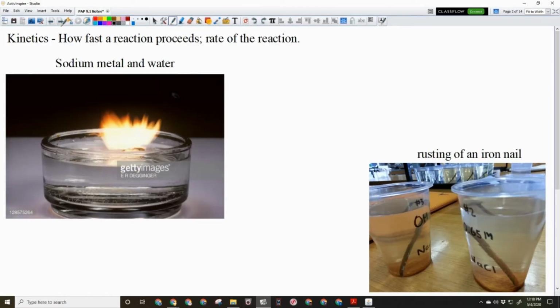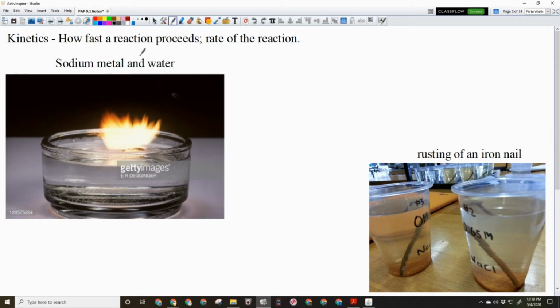All right, so what is reaction kinetics? Well, the word kinetic means to move. So reaction kinetics refers to how fast a reaction proceeds, the rate of the reaction, how fast the reaction goes. And not all reactions happen at the same rate.